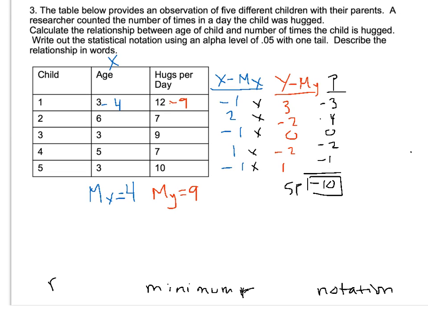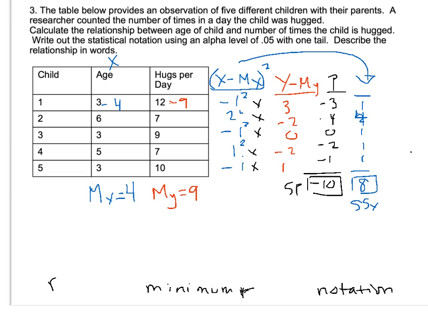I then do, for my SSX, I'll take these here and square them, and I'm going to place them down here. So these are my squares. So I'm squaring each of those numbers here, here, here, here, and here. So I have 1, 4, 1, 1, 1, and I should be left with 8. And that is my SSX. And finally, I do the same thing for the Y's here, move them over here, and I'm squaring each of these.